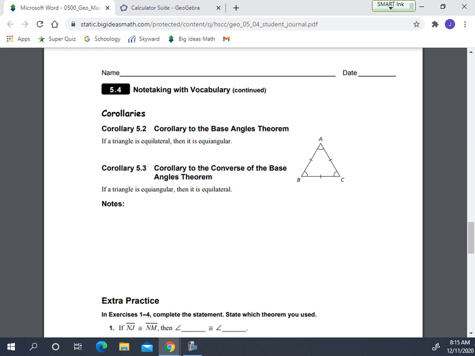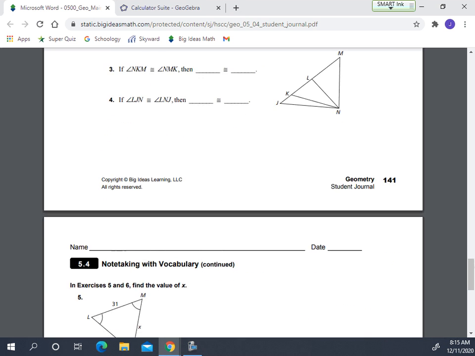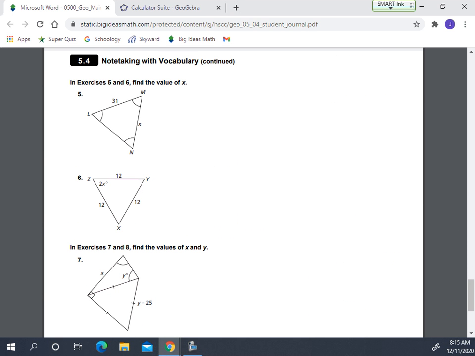Okay, well, all we know is that it's equiangular. And there's corollary 5.3. If a triangle is equiangular, then it's equilateral. Okay, perfect. So we know that if all angles are congruent, then all side lengths are congruent. So x has to equal 31.